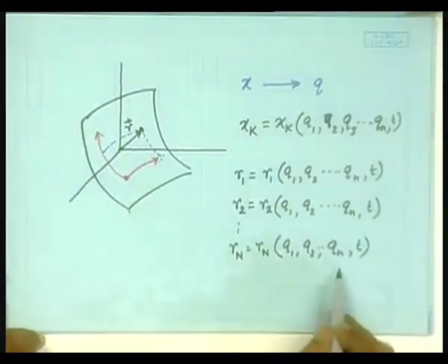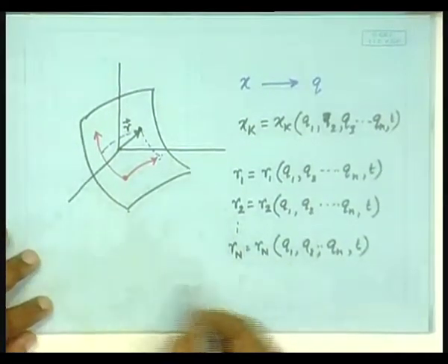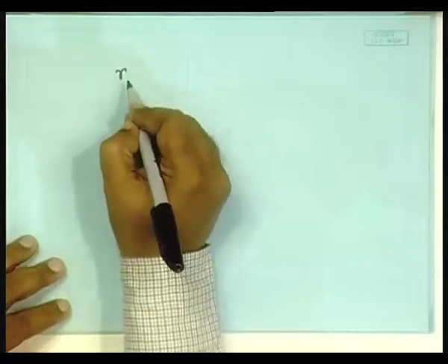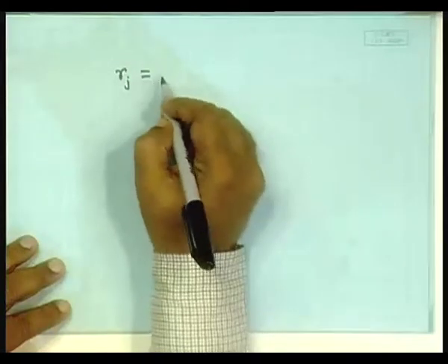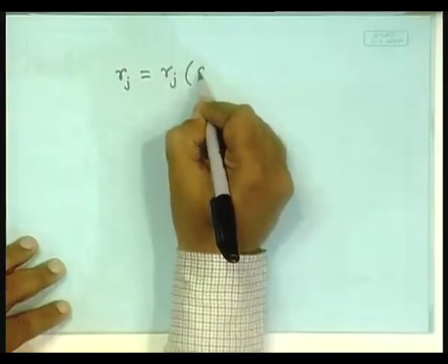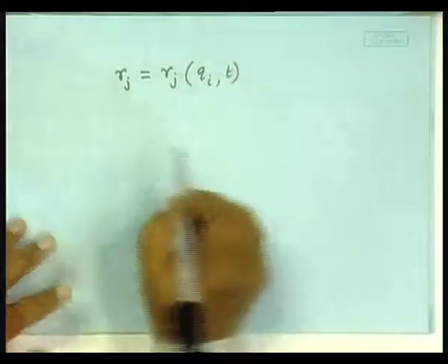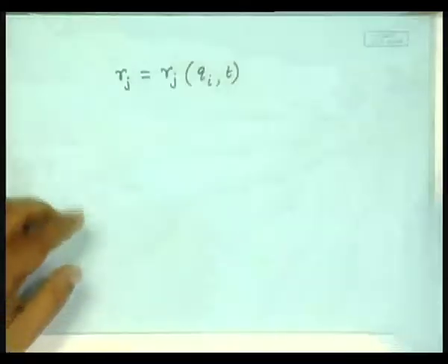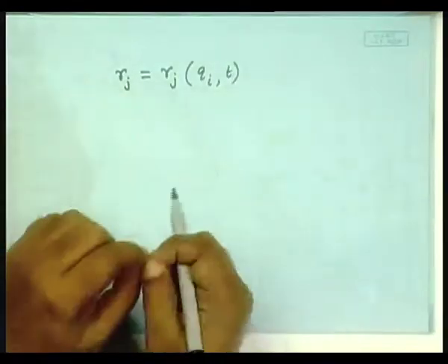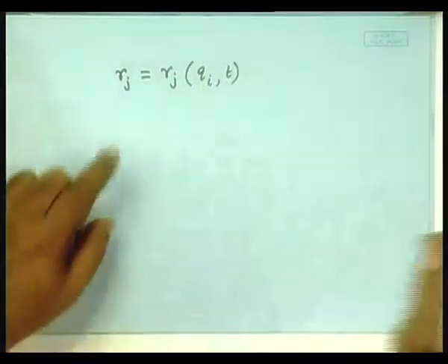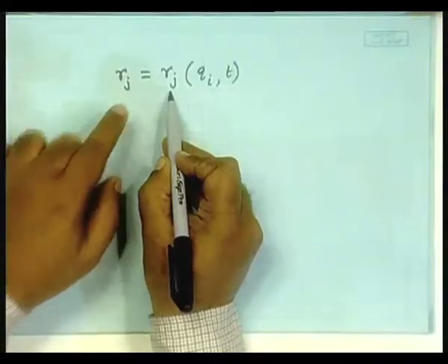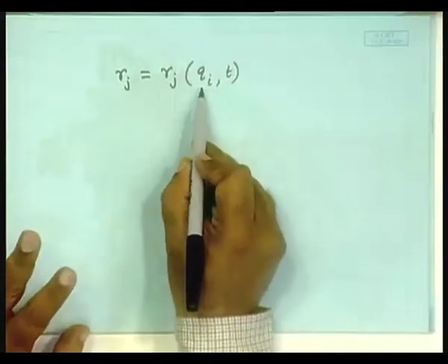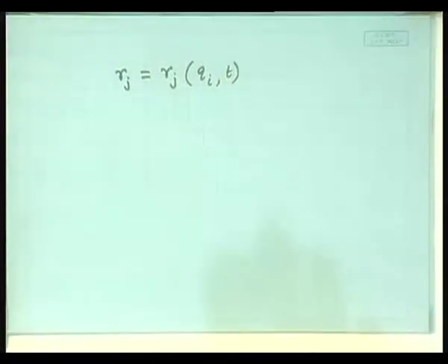Okay. Then we have this equation. In general, in short, we can write R j is equal to R j of q i comma t. Simple, short expression of what we have written here. The jth radius vector, radial vector from the origin to the jth mass point is expressed in terms of the new coordinate system and time. Okay.